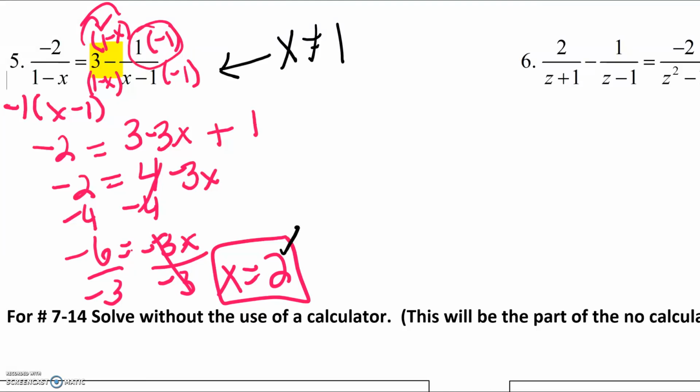Okay, so if I plug it back in, you're more than welcome to. You should end up with 2 equals 2. That's also another way to double check.